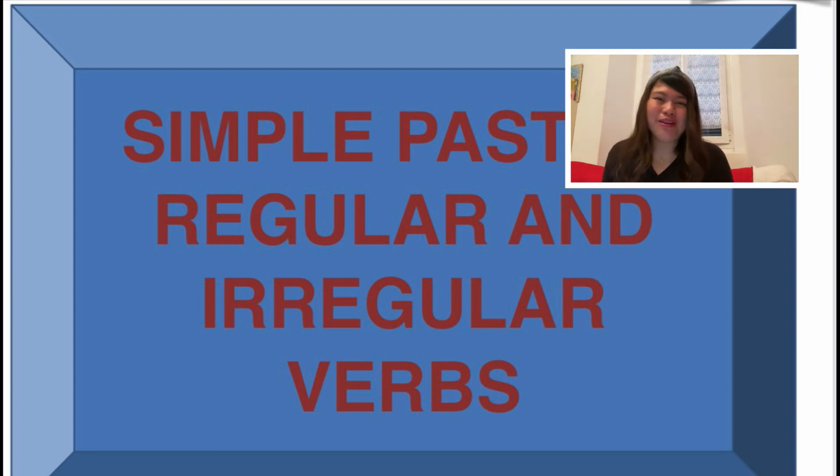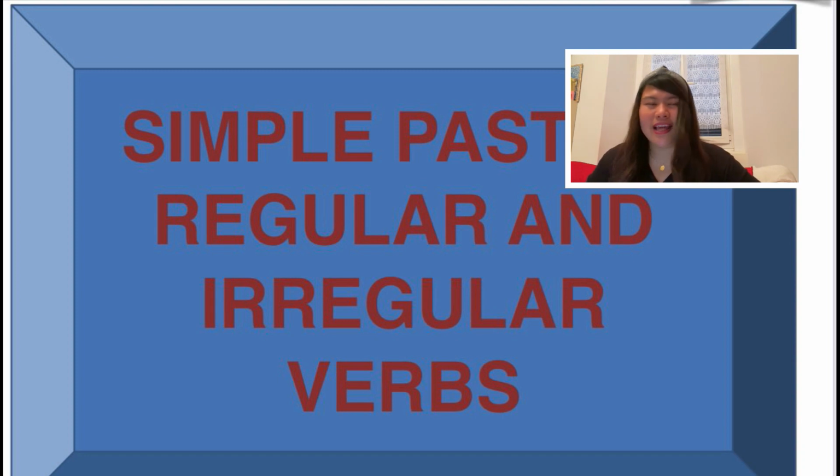Alright, so our topic for today is all about regular and irregular verbs in simple past. What are verbs? Verbs are action words or the actions that we do. For example, run, sleep, cry, eat, and so on.